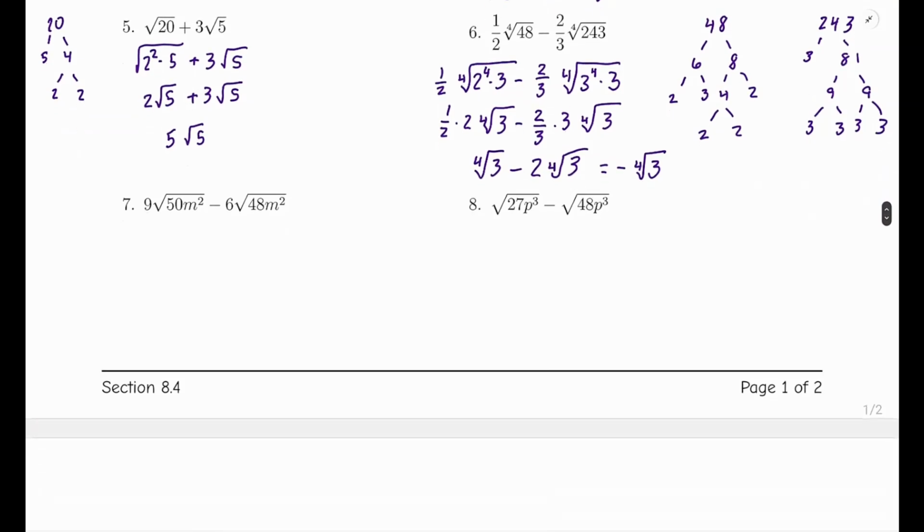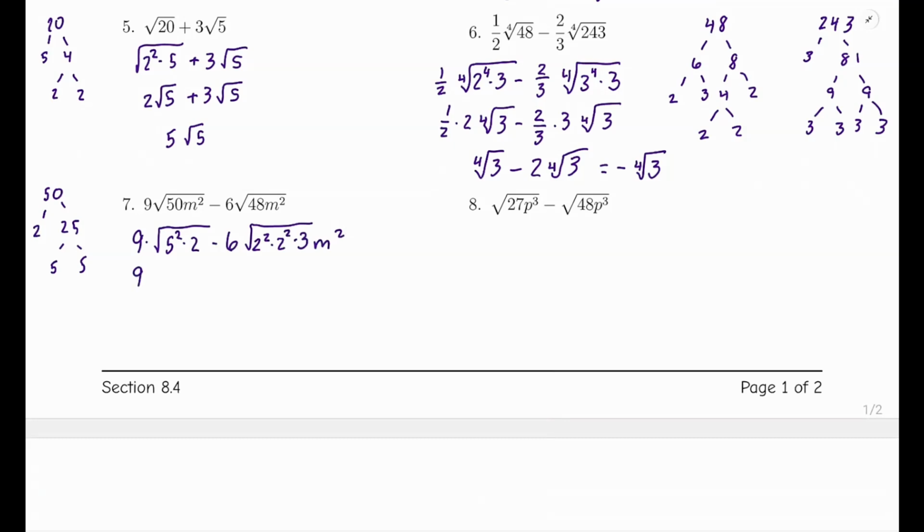Number 7: 9 square root of 50m squared minus 6 square root of 48m squared. So I'm going to do a factor tree for 50. And then I already have a factor tree for 48 up by number 6. So this becomes 9 times the square root of 5 squared times 2 minus 6 times the square root of 2 squared times 2 squared times 3m squared.